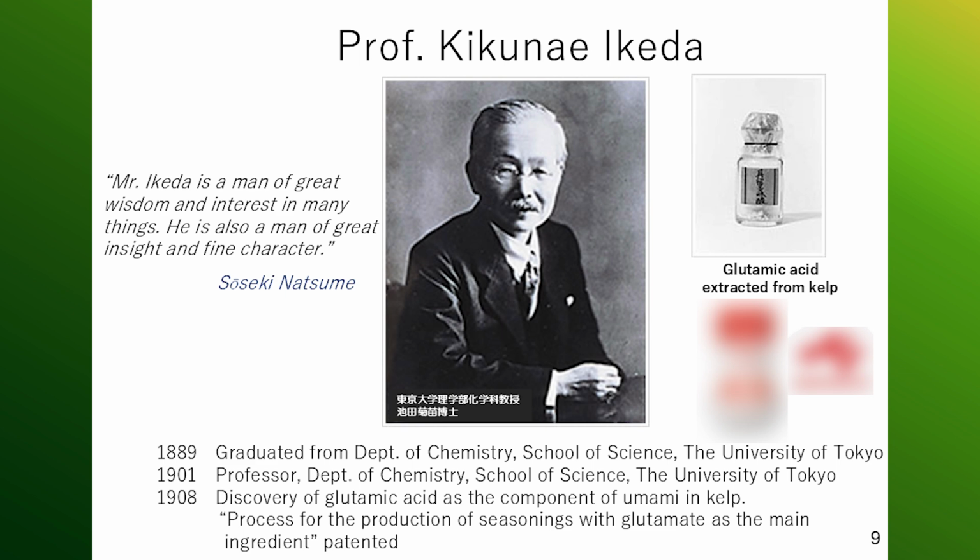The patent was granted within 3 months. He then provided the patent to Mr. Suzuki from Suzuki Pharmacy. The Suzuki Pharmacy is the current Ajinomoto company. Today, we know that umami receptors are located on the tongue, but this was first discovered after the year 2000.